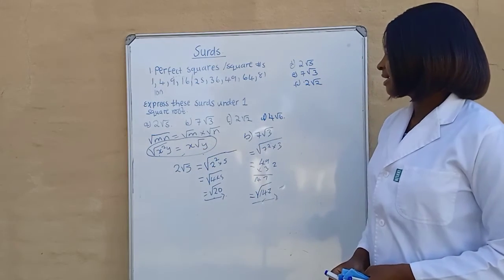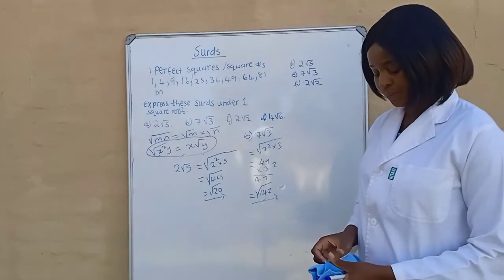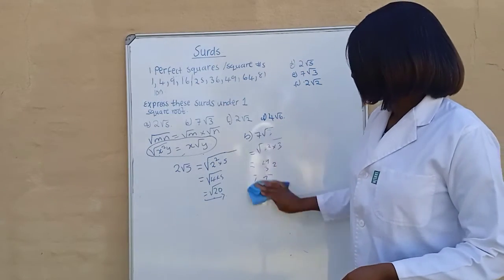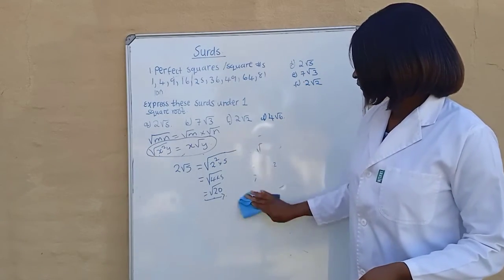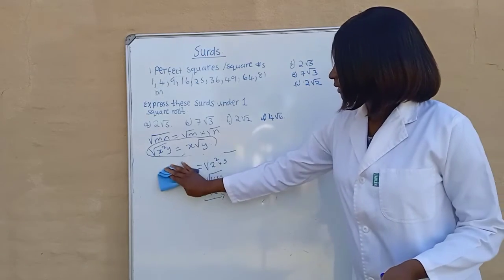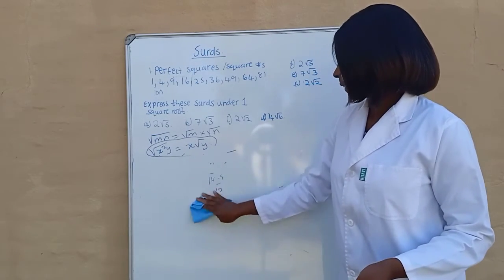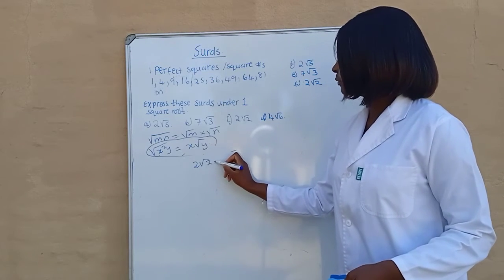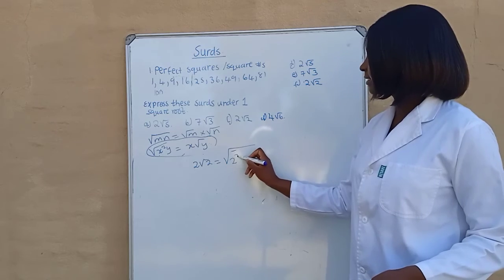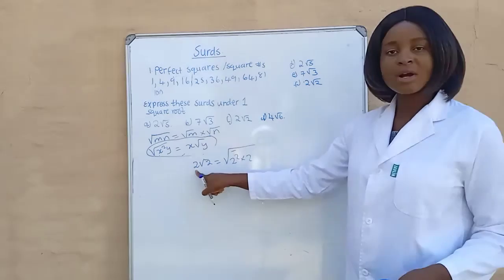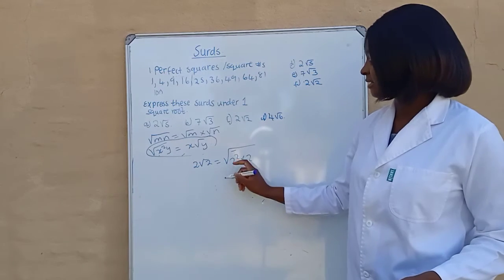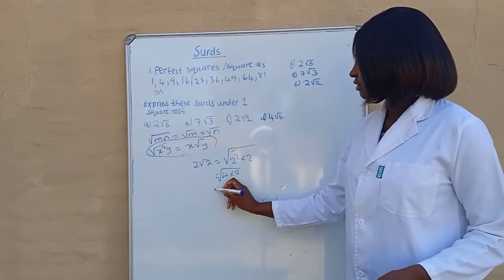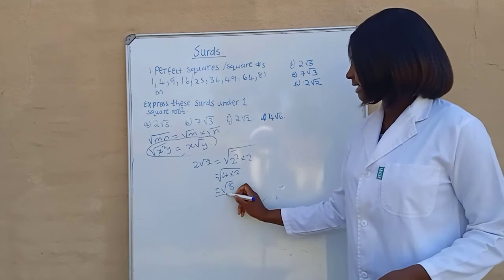Our next one is 2 root 2. Feel free to pause the video and try 2 root 2 as I clean my board. For 2 root 2, it's also very easy. 2 root 2 will be equal to the square root of 2 squared times 2. This 2 on the outside becomes 2 squared, which gives us 4. And what's 4 times 2? It's 8. So our final solution is root 8.